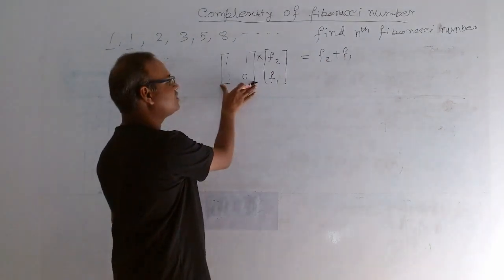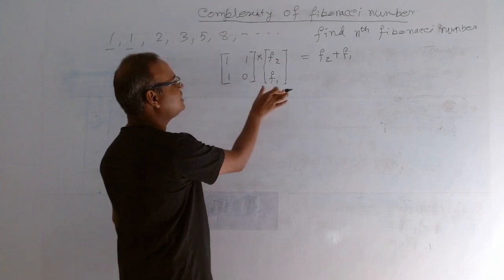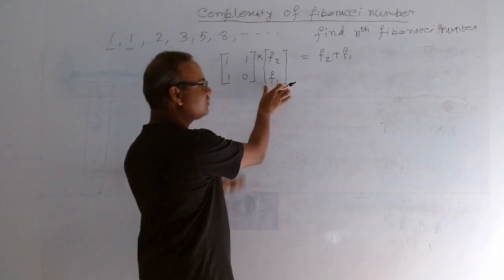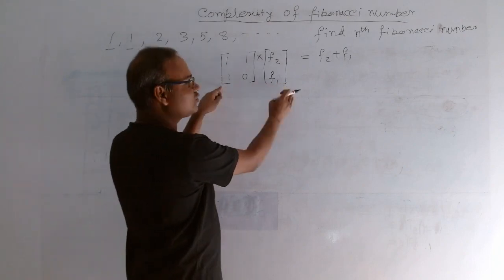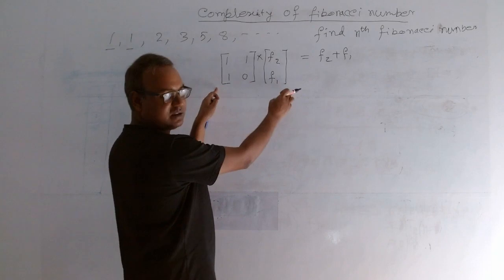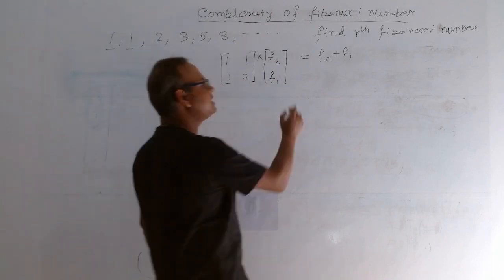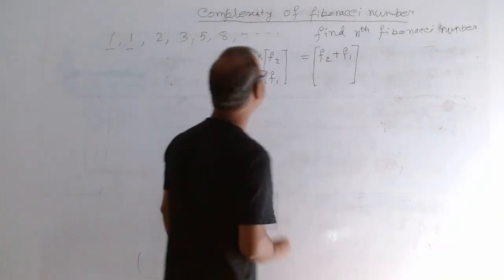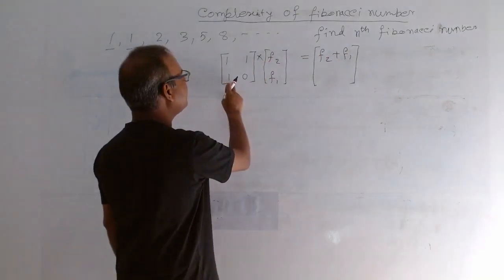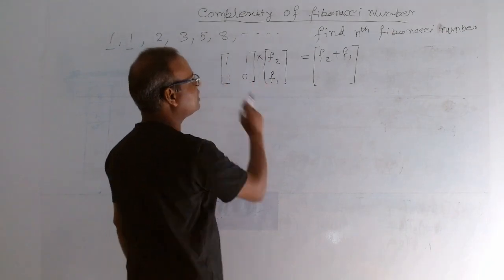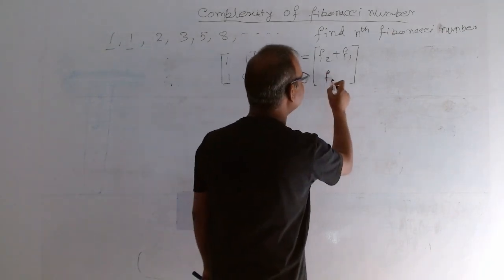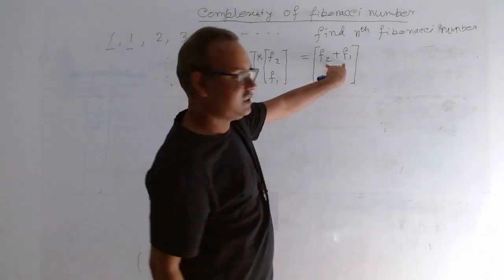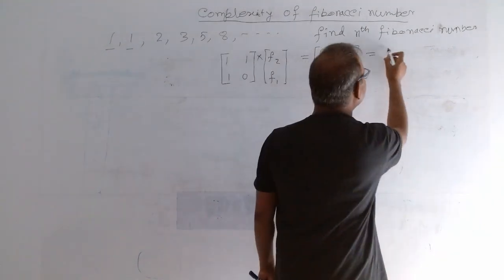What will be the dimension of this multiplication? This is 2 cross 2, and this is 2 cross 1. So the 2s will cancel out, and the resultant matrix will have 2 cross 1. That is the rule of matrix multiplication. And what will be the second row? The vector multiplied, f2 into 1 plus f1 into 0, so it will be only f2. Now what is the meaning of f2 plus f1? This is f3. So we can write f3.